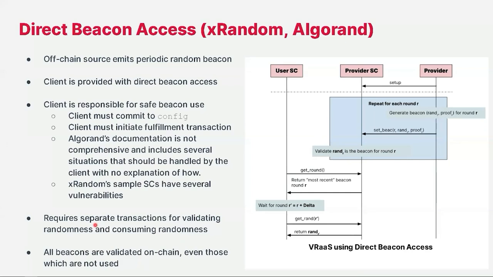The ideal is a smart contract flow built on top of a beacon, but providing direct beacon access breaks that usability principle. It is perfectly possible to securely use a random beacon on chain for your DApp, but it requires a lot of knowledge from the client and is very error prone. So that's the main disadvantage here.